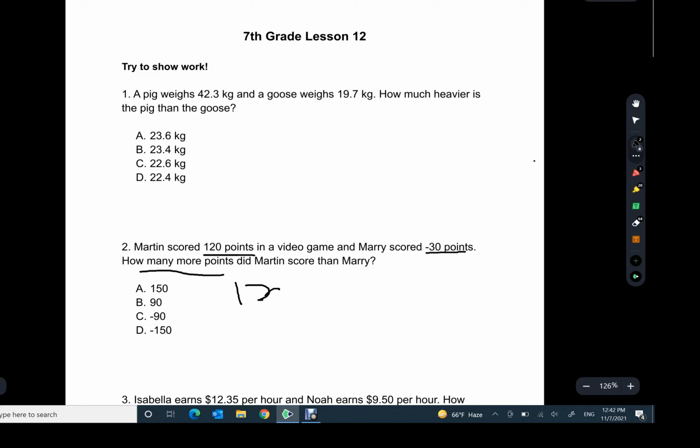So the equation would be 120 minus negative 30. And as you know, negative 30 being subtracted would equal a positive. And so that would be 120 plus 30, which results in the answer 150. And so the answer to this equation would be A, 150, because of the rule that when a negative gets subtracted, it equals the same thing as it being added.